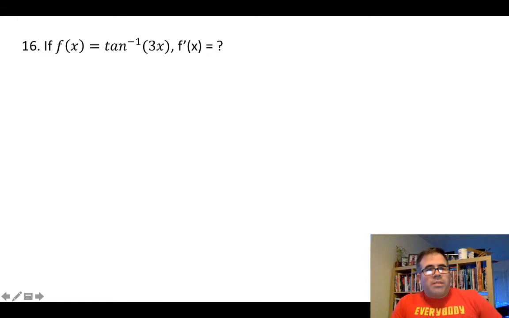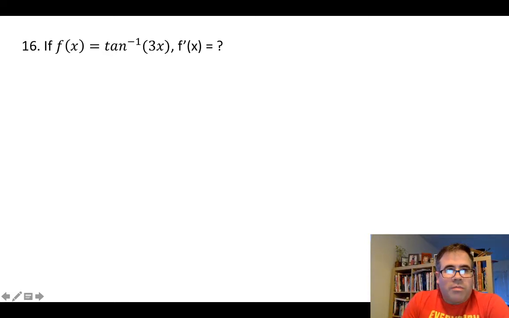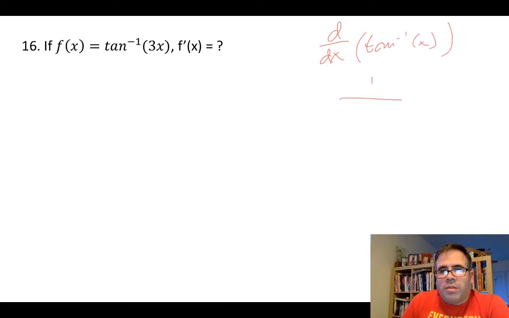If f of x equals tan inverse of 3x, f prime of x, so we got another chain rule problem. This one, trying to get you to remember the inverse trig functions. Derivative of tangent inverse, just to remind everyone, is 1 over 1 plus x squared.